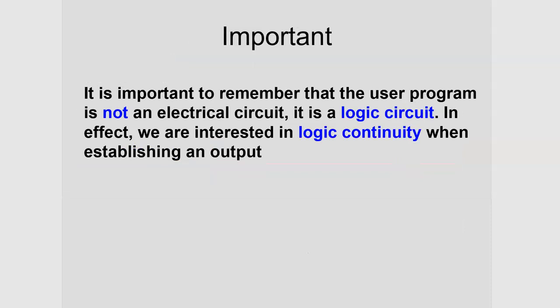The most important concept we talked about so far today is that it is important to remember that the user program is not an electrical circuit, it's a logic circuit. In effect, we are interested in logic continuity when establishing an output, not current continuity. Current continuity is a physical path from left to right through which current can flow. Logic continuity is a continuous set of true statements from left to right. Logic continuity and current continuity are not the same.